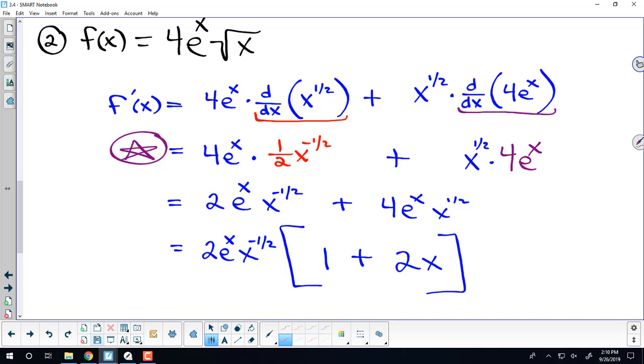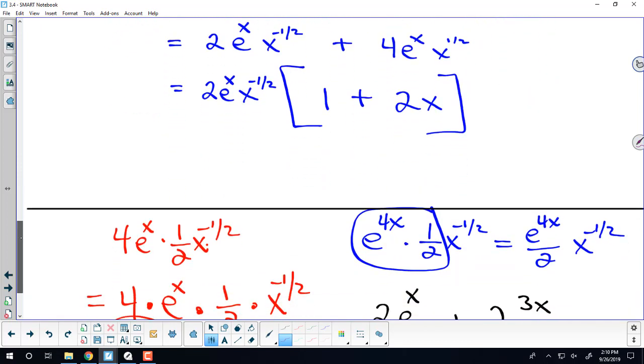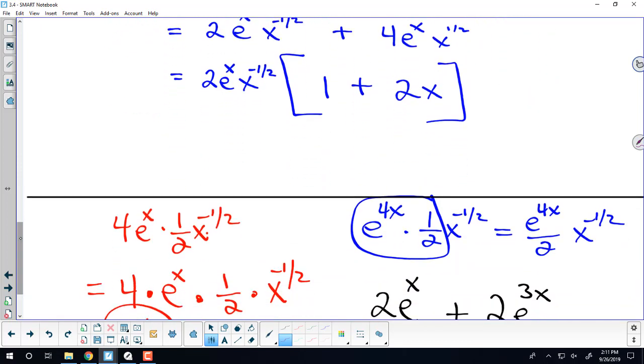How does that power distribute to the positive half on the side? On this step right here? Yeah. So x to the negative 1/2 times x to the first, you add their exponents: negative 1/2 plus 1.